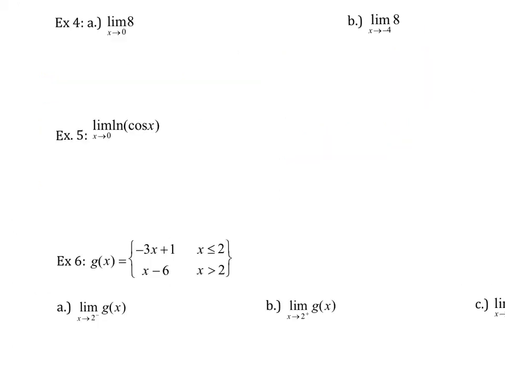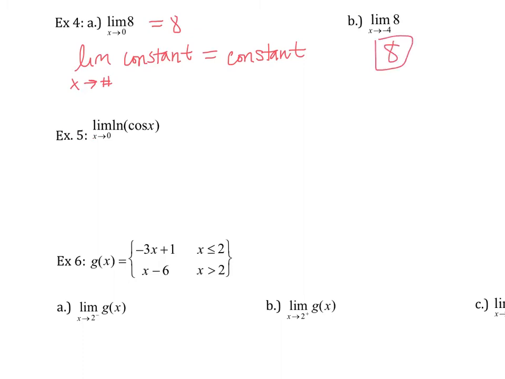This next function here is our constant function, the limit of 8. This is a horizontal line. Whenever we are dealing with constant functions, the limit as x approaches any x value is always equal to the value. So the limit as x approaches any number of a constant function is equal to that constant value. Because the function is never changing, it is always equal to that constant. So in part B, the limit of 8 as x approaches -4 is still going to be equal to 8.